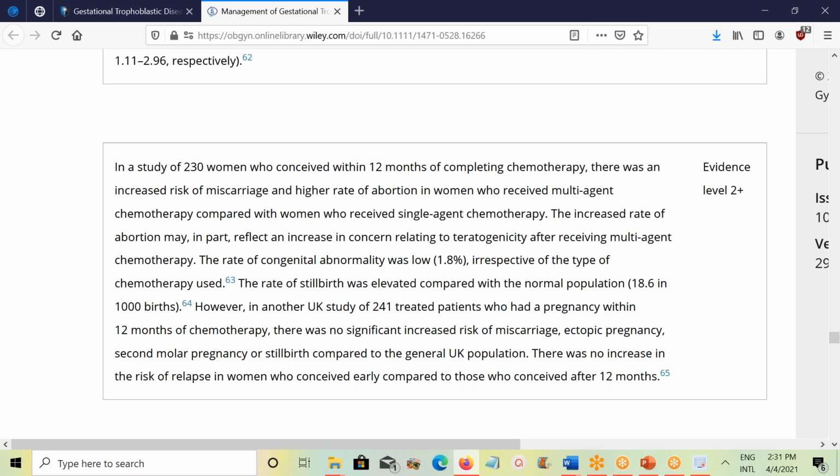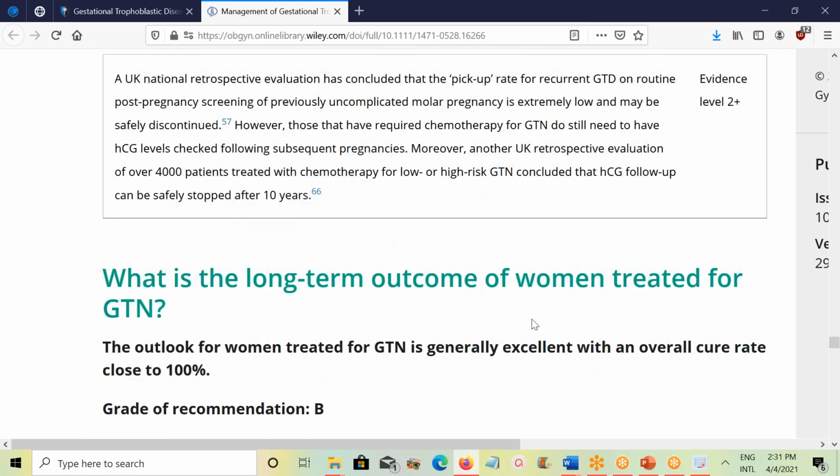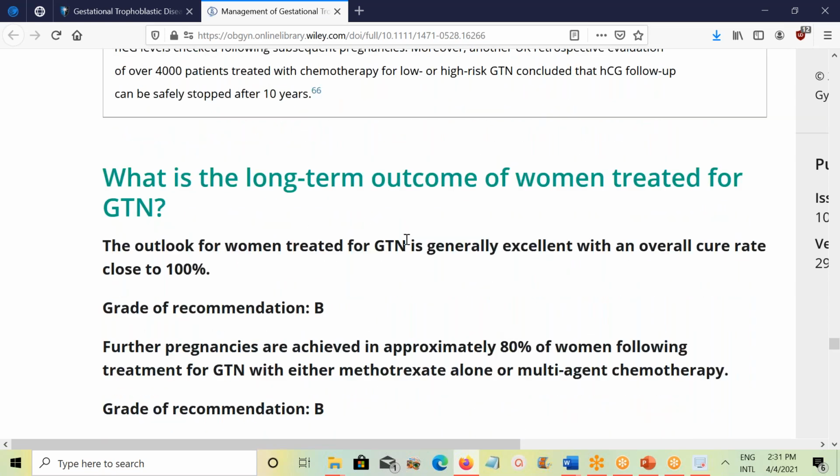So what are the longer term complications? Overall cure rates are almost 100%. Okay? That is the point. Long term outcomes: cure rates are 100%.